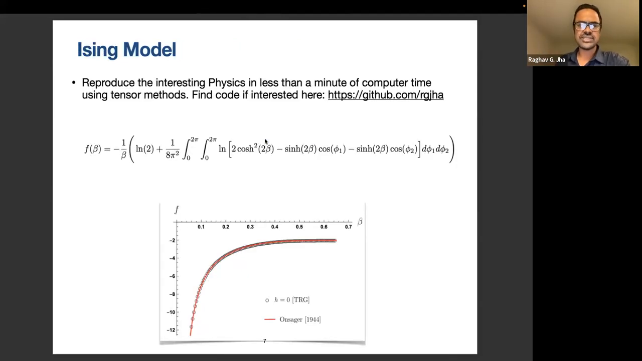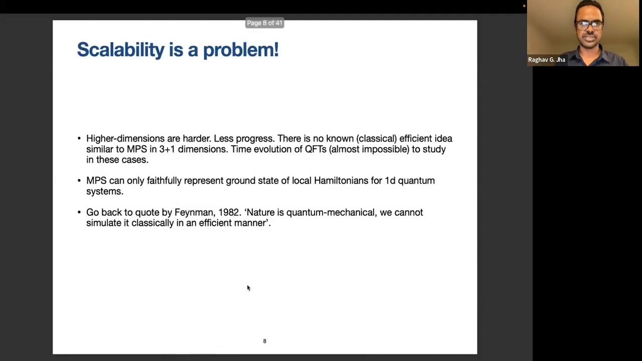In the Lagrangian formulation, as I mentioned, I can compute the partition function. And from the partition function, I can easily compute the free energy. This is the free energy given by Onsager from 1944. And if I plot that, I see that the tensor renormalization group produces this plot in 15 seconds. And I get exactly the same free energy up to 10 to the minus 7 or 10 to the minus 8 in the thermodynamic limit. So this is a very powerful method, on both fronts, from the Hamiltonian perspective and even from the Lagrangian perspective.